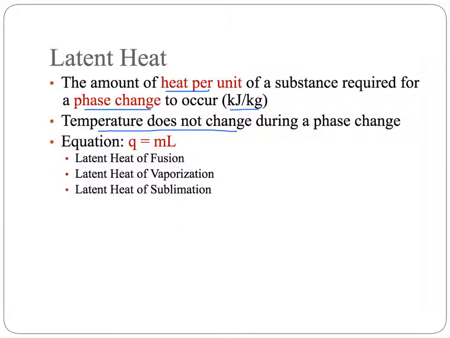The equation for latent heat is Q, again we're looking at heat transfer, equal to M for mass times L, which is your latent heat constant. And there are three types of latent heat constants. The latent heat of fusion is dealing with the transition of a solid into a liquid. Vaporization is when you're going from a liquid to a gas. And the latent heat of sublimation, those values are needed for when a solid goes directly into the gaseous state.